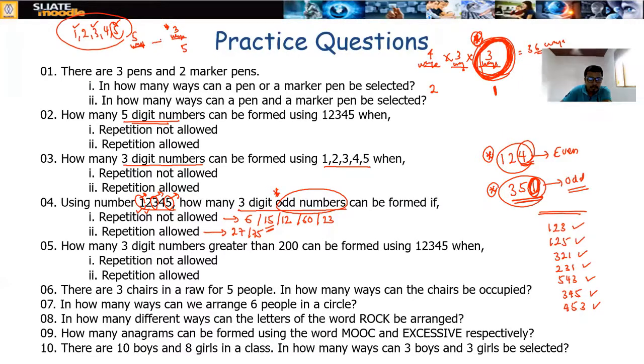To form the number, how many ways can I put a digit here? If repetition is allowed, again I can put 1, 2, 3, 4 or 5 here. Again I have 5 options. So altogether how many ways are there? 5 into 5 is 25, 25 into 3, there are 75 ways. This is the key thing to remember: if there is a condition, you need to satisfy the condition first. It is important.